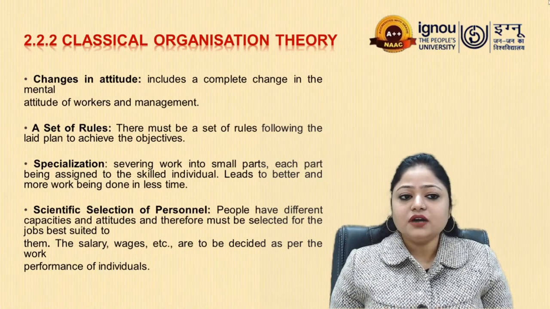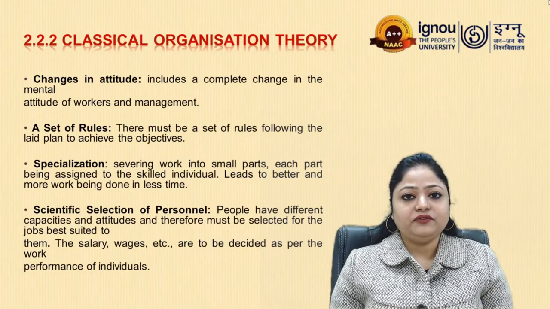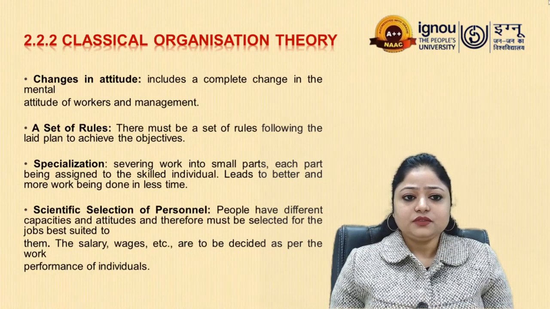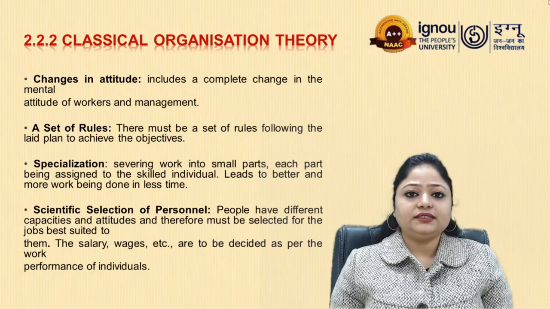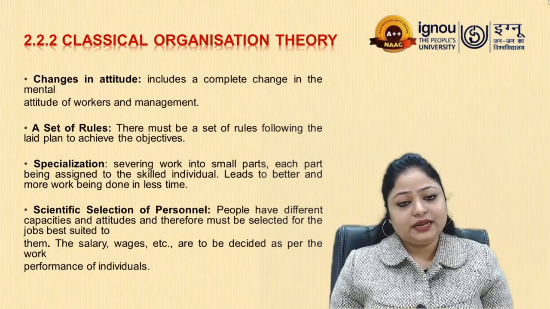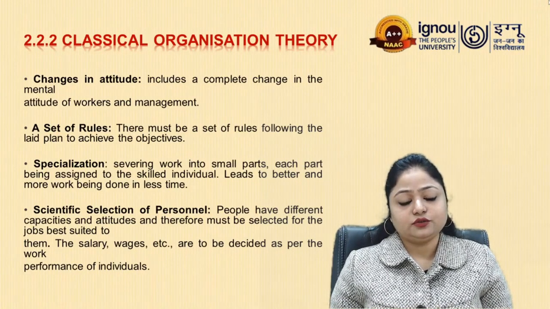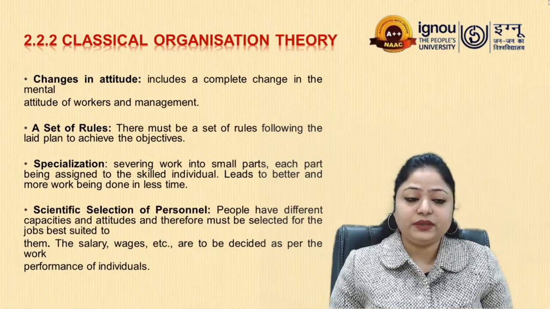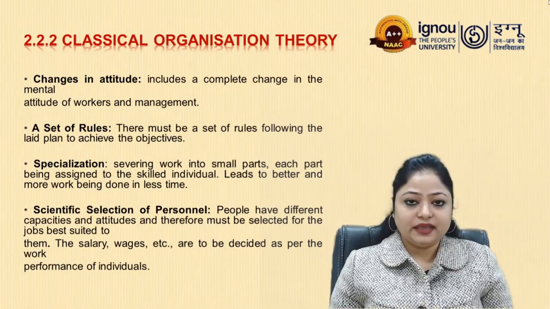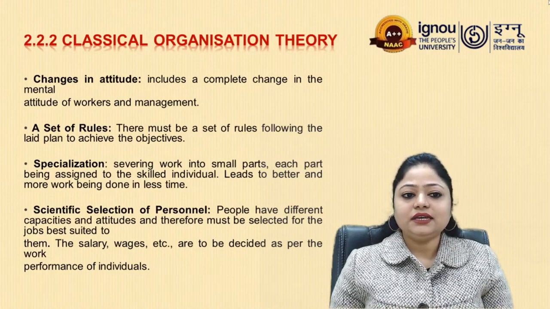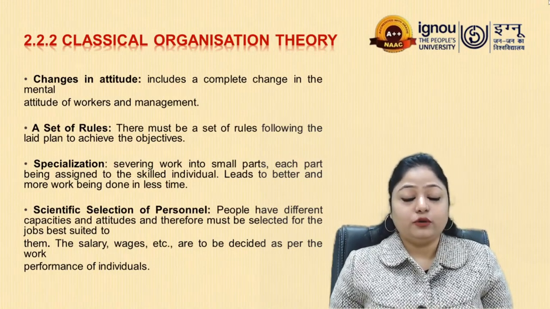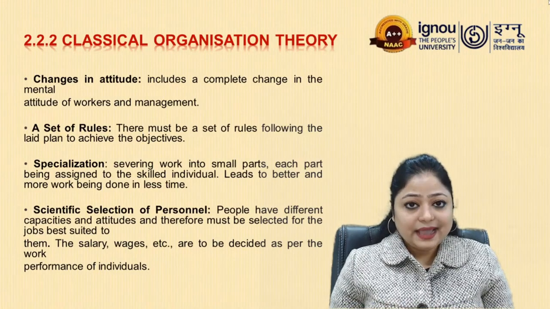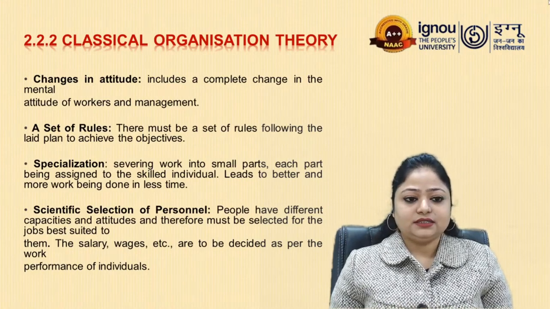So the workers' attitude towards the work should be very much conducive towards the organization, and the personal motive should be aligned with the organizational motive. So change in the attitude of workers and the management was one of the basic goals of this scientific management theory. Then a set of rules should be there to follow the objectives and attain the goals of the organization.